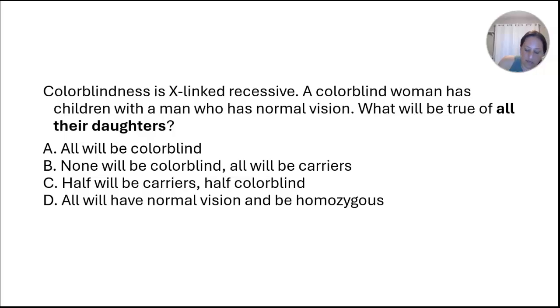And again, you may not have to actually do the Punnett square, but if you do, my OCD makes me do them all the time. I have to double check everything. And so the answer here, all of their daughters, they will be heterozygous carriers. They'll have normal vision. So let's see which one of them. Yeah, so B. None will be colorblind. All will be carriers. Okay.